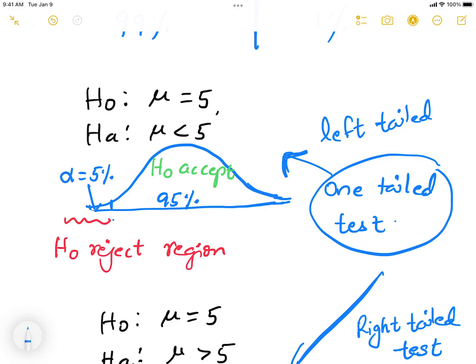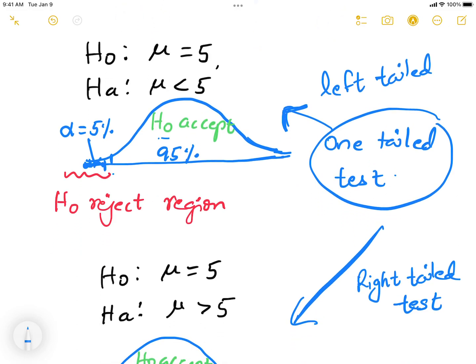That means that there is a 95% area in which we accept the null hypothesis. And there is a 5% region where we reject the null hypothesis. So once we find the test statistic, if the test statistic falls here, this will be the p-value. And this is how the significance level is used.